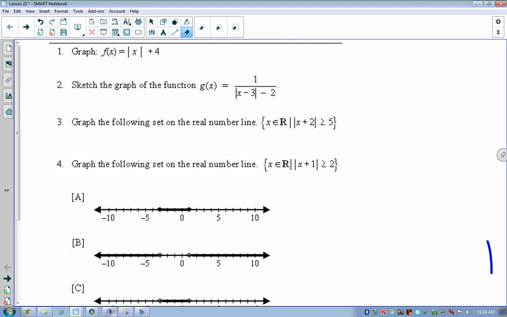All right. Graph the following set on a real number line. A real number line. Let's see. Let's look at this.